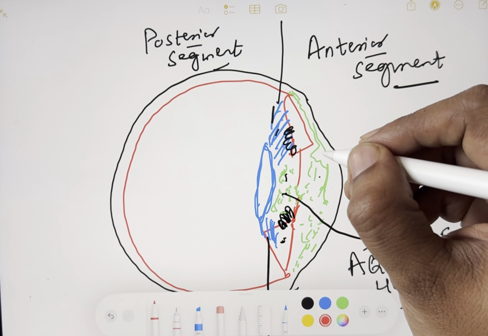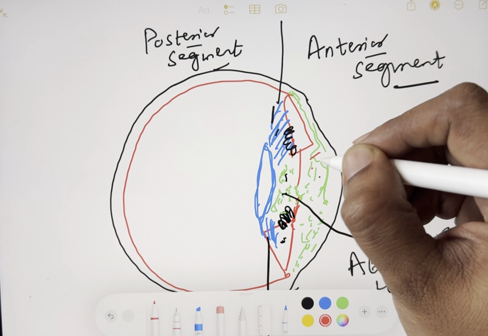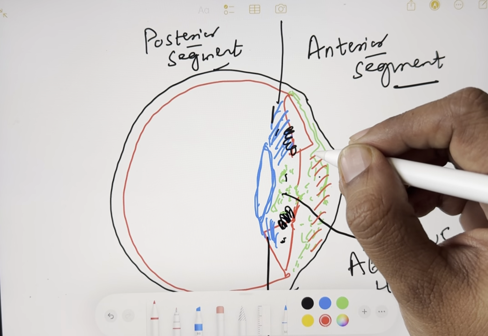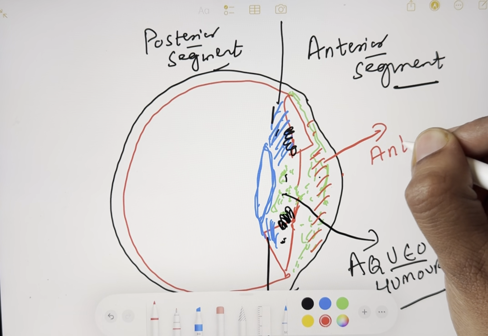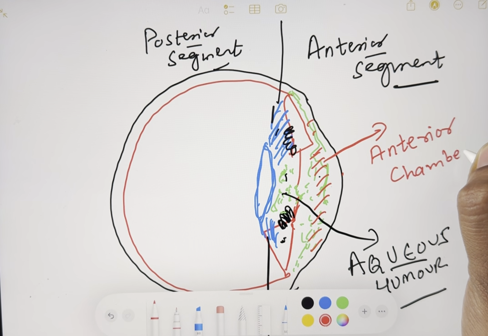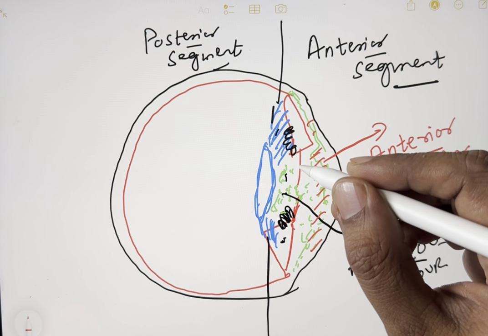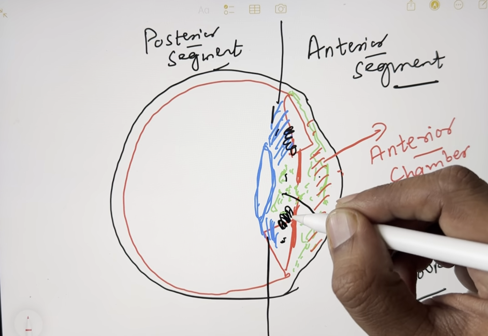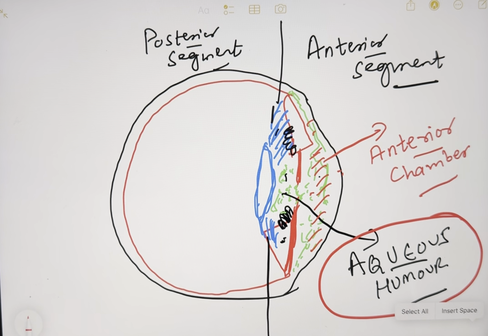Now, this part, from the back of the cornea to the anterior part of the iris, which I am highlighting with these red lines, is called the anterior chamber. Please concentrate. What is the anterior chamber? The chamber formed by the back of the cornea and the anterior part of the iris, and it is filled with a fluid known as aqueous humour.